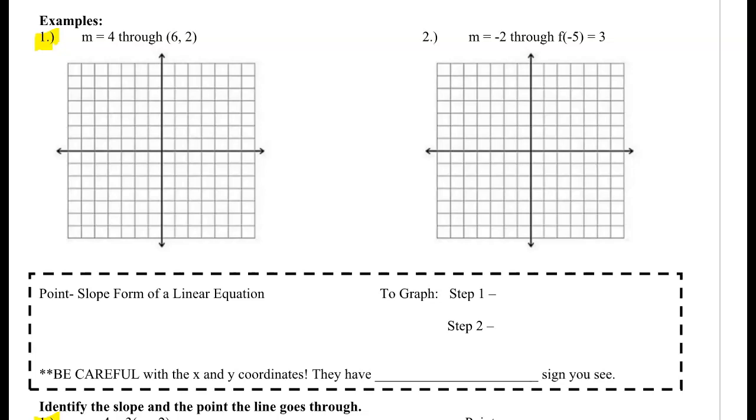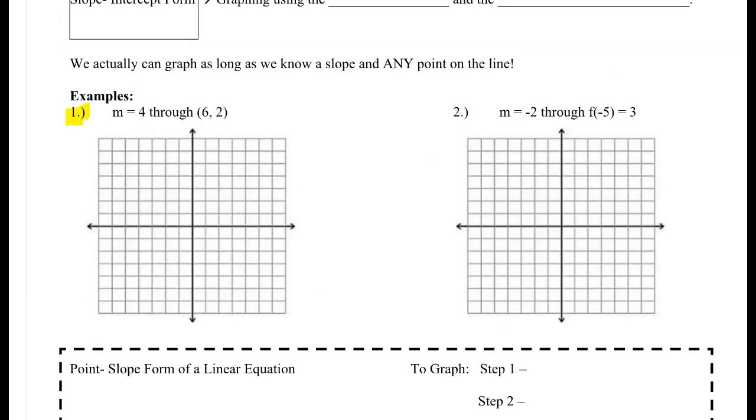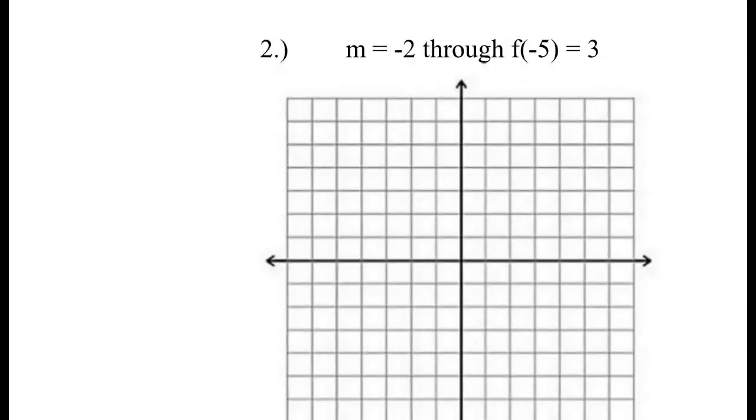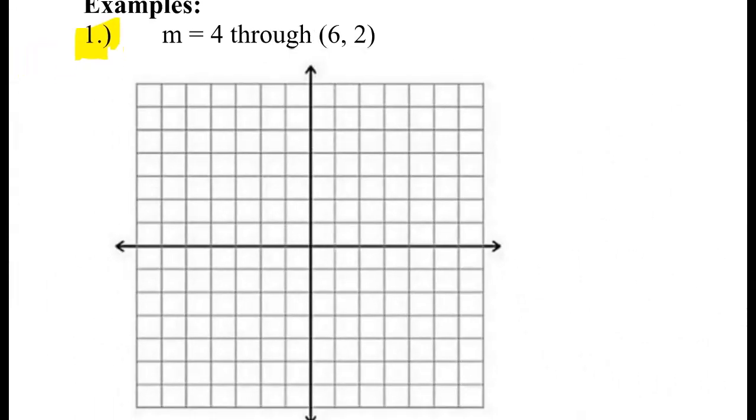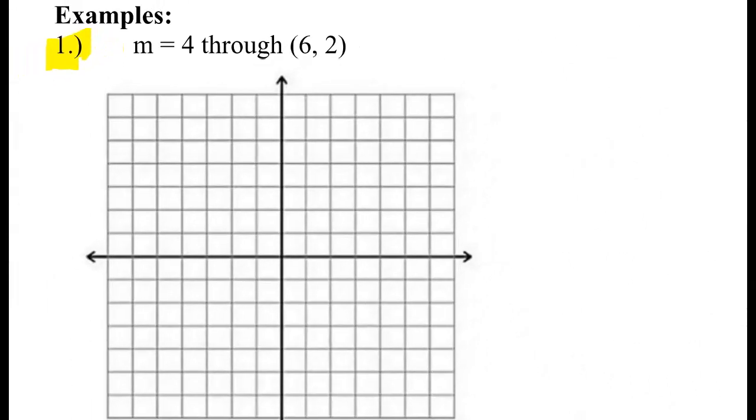For this first example, we're just going to graph based on the information that they gave us. We should hopefully understand that m represents the slope, and then it says through 6, 2. What that means is they're giving you a specific point on the graph that they want the line to go through. So we're going to plot that point first.